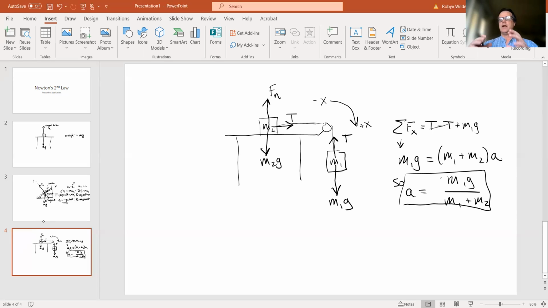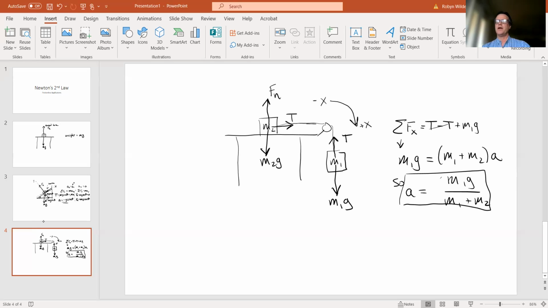But again, this is how I just apply Newton's second law. I draw a diagram containing all the forces, make sure I have all of them. I add up the forces in the x and y directions, set them equal to max, may, and solve for a, or solve for any unknown force.